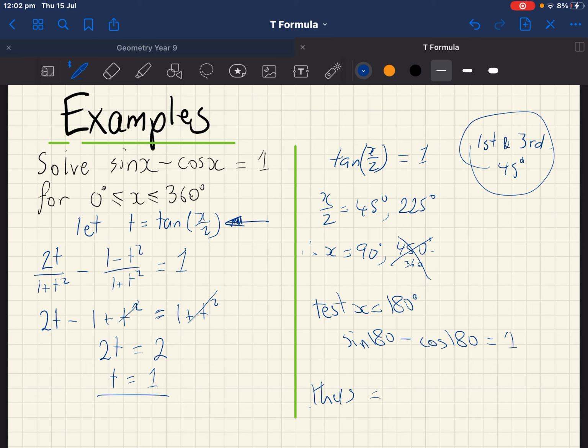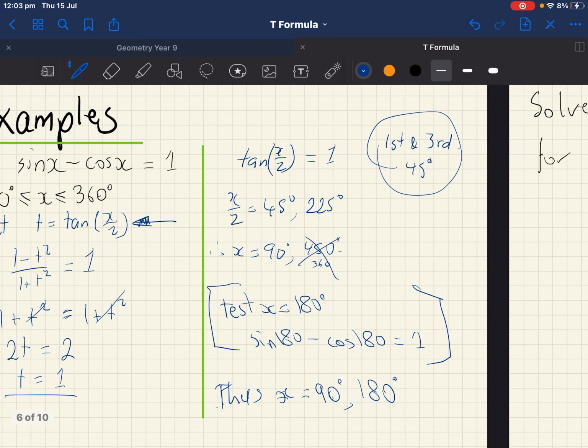Thus, in this case, we are going to have to include 180 degrees as a valid solution. So when we're writing out our final solutions, x will be equal to 90 degrees, right? The solution we got from T-formula. Or it could also be 180 degrees, the solution we got from the manual tests, which you always need to do when using T-formula. All right, first one solved. Let's move on to the next.